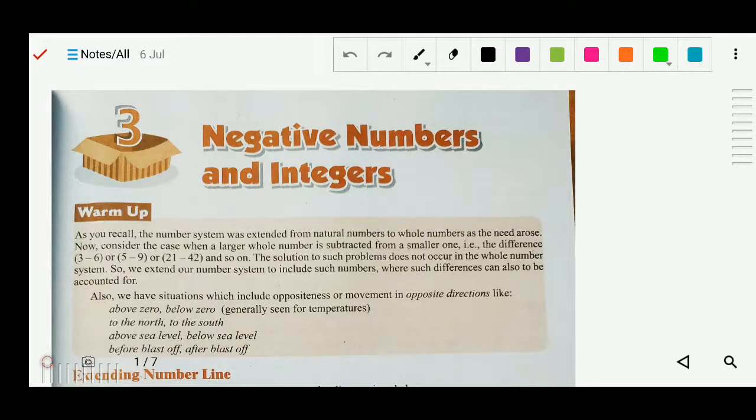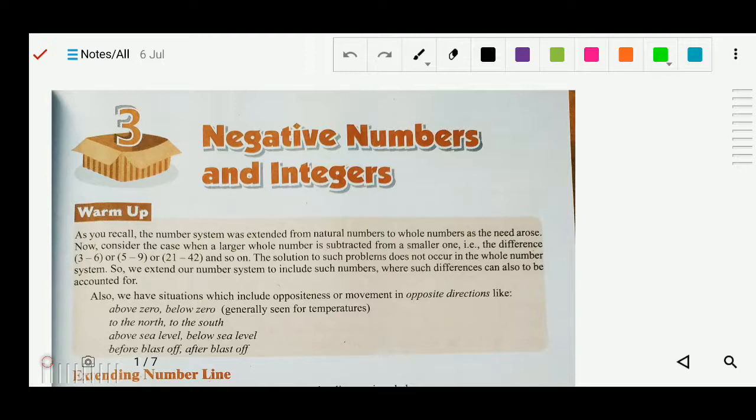Good morning, students. Today we will start the new chapter 3, negative numbers and integers. Okay, what are negative numbers? The numbers that have a sign before them, that is the negative sign, or the numbers which are on the left side of zero. We will study that later on.